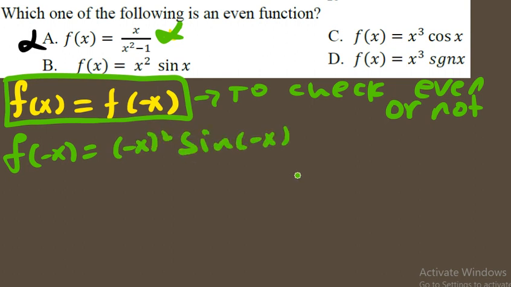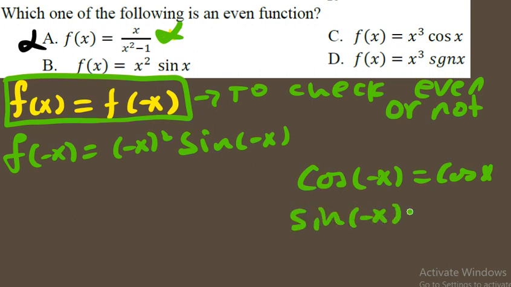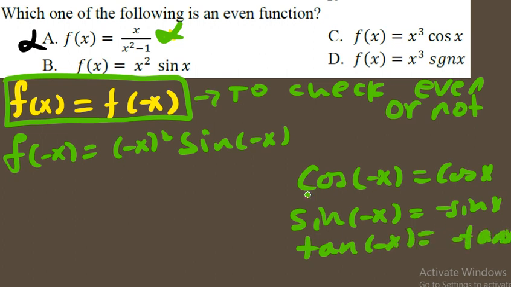From trigonometry, the three trigonometric ratios, sine, cosine, and tangent, which one is even? Cosine is even, because cosine of negative x is always cos x. But sine of negative x, remember this one, is negative sine x, and tan of negative x also is the same as negative tan x. Cosine and secant are even.